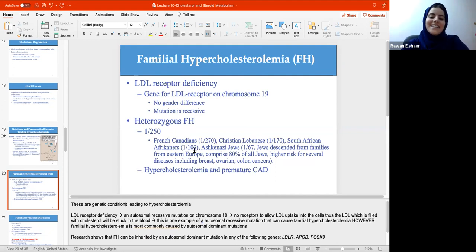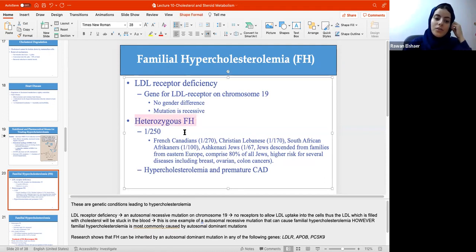Okay, so familial hypercholesterolemia. It's mostly autosomal dominant. So we know in autosomal dominant, what does that mean? Only if you have one copy of the gene mutated, that's enough for you to have the disease. Okay, so you have heterozygous FH and homozygous. The heterozygous form is rare, but not as rare as the homozygous one. So it's 1 in 250 actually. There are other diseases that are much more rare than this, okay?